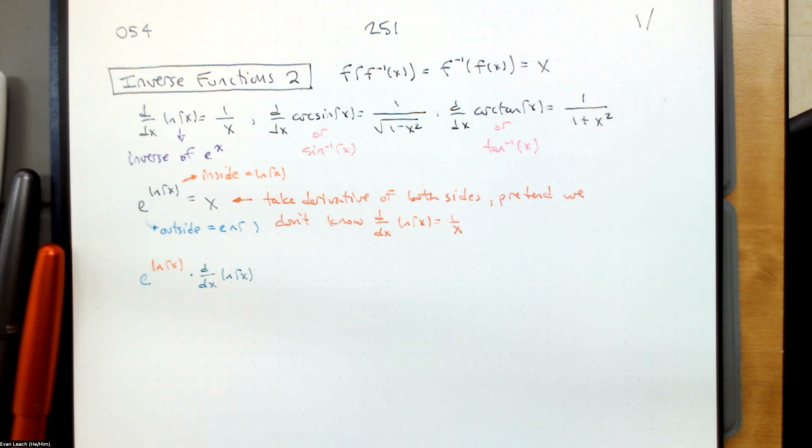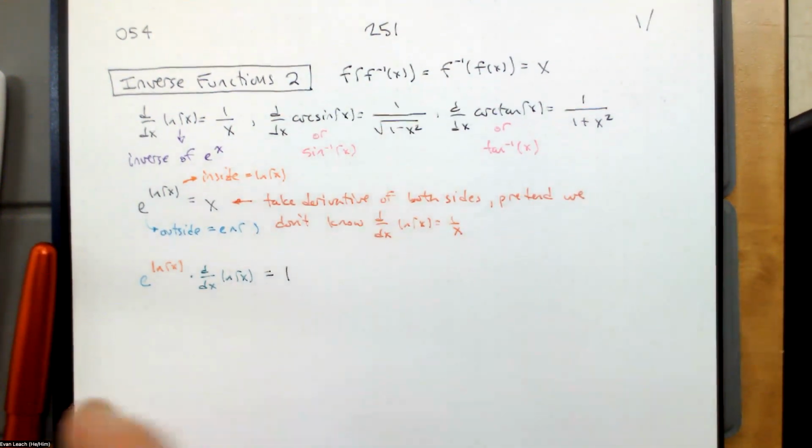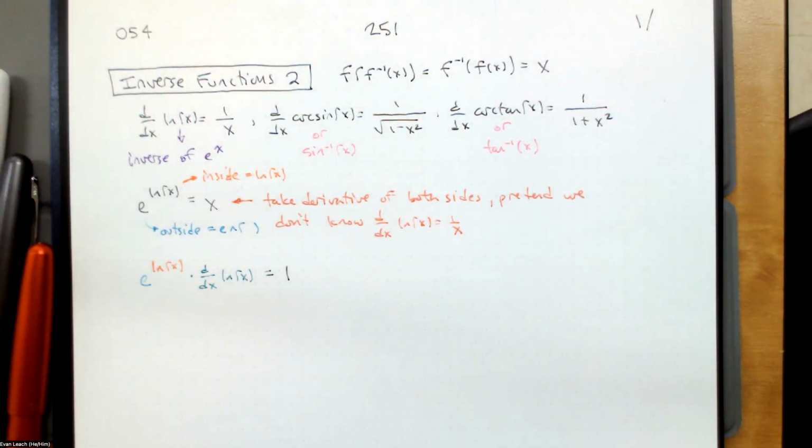So we get, the derivative of e to the natural log of x is e to the natural log of x times the derivative of natural log of x. On the other side, we take the derivative of x and we get 1. What we're trying to figure out is the derivative of natural log of x. On the left, we have the thing that we're looking for, the derivative of natural log, and we have this factor of e to the natural log of x.